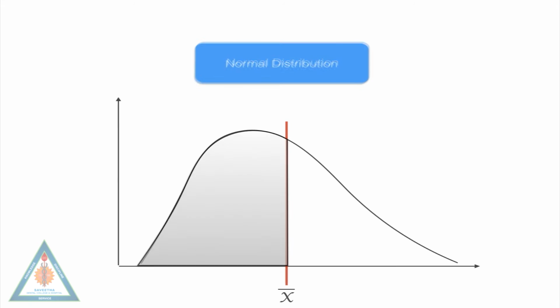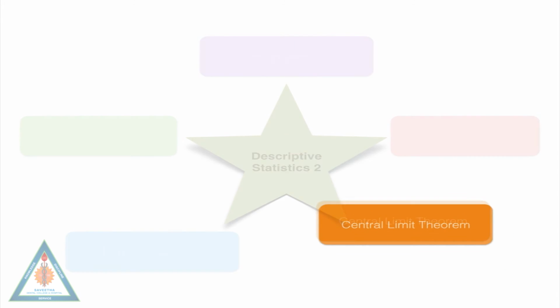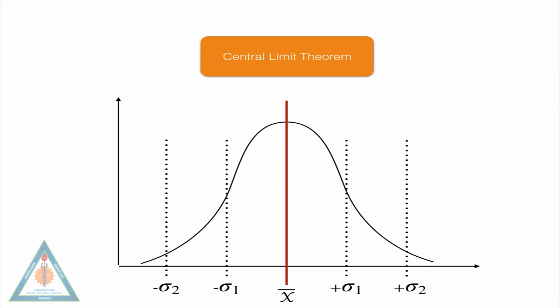And moving on to the next topic, we can talk about the central limit theorem. The central limit theorem is one of the most interesting prospects of normal distribution. According to this theorem, 68% of all values will lie within one standard deviation of the mean. Here you can see in the dotted lines the sigma 1 plus and the sigma 1 minus is the standard deviation of the mean. And 68% of all values will lie in any normal distribution.